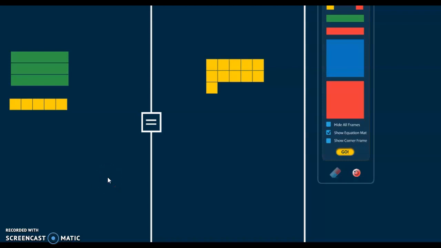This is modeling 3x plus 5 equals 11. So on this side, I want to cancel out the 5. But whatever I do to this side, I have to do to the other. So I'm going to put a red one on top of 5 of them so that I know what's left.